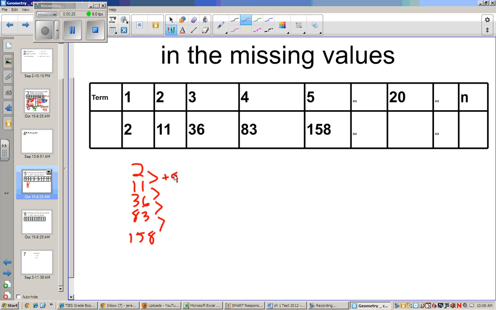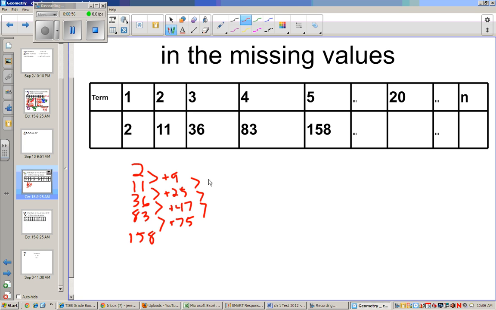Between 36 and 11, we go up 25. Between 83 and 36, I think that's 47. Between 158 and 83, I went up 75. All right. We know it's not linear because our first difference is not constant. Let's go to our second differences.